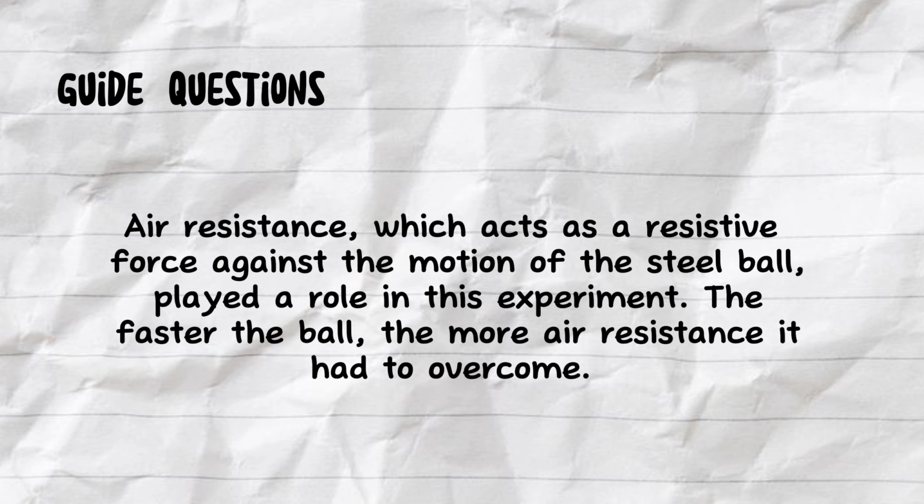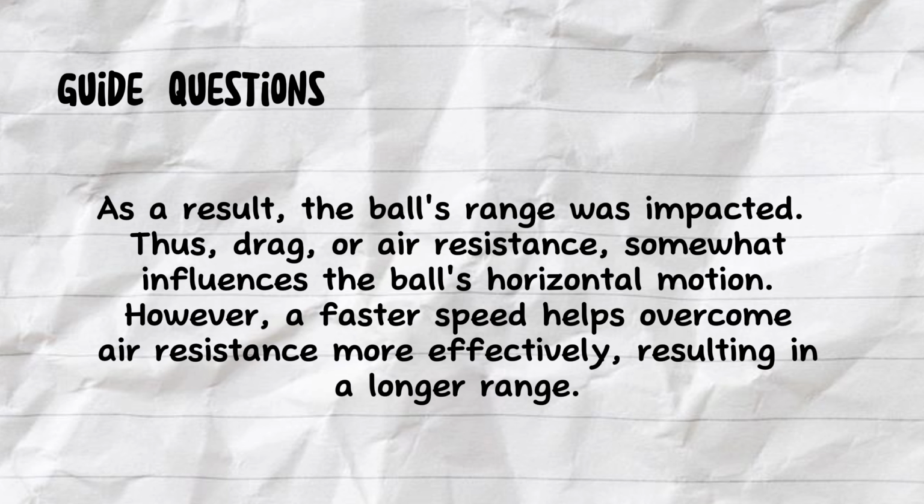The group answered that air resistance, which acts as a resistive force against the motion of the steel ball, played a role in this experiment. The faster the ball, the more air resistance it had to overcome. As a result, the ball's range was impacted. Thus, drag or air resistance somewhat influences the ball's horizontal motion. However, a faster speed helps overcome air resistance more effectively, resulting in a longer range.